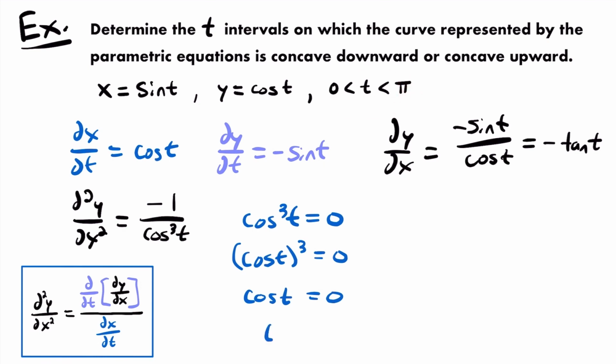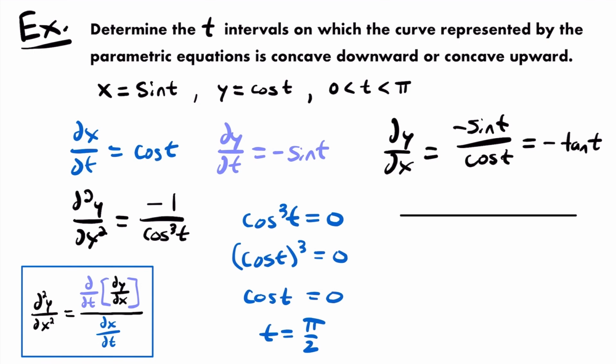All right, so t equals pi divided by 2 is the only solution to this equation on this interval. And so what we find here is that at this value of t, our curve has the potential to switch concavity. It might be concave up until that value of t, and then it might switch to concave down, or vice versa. So what I recommend that you do here is draw a number line for your values of t.